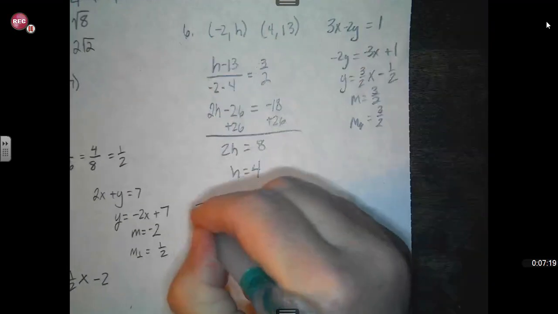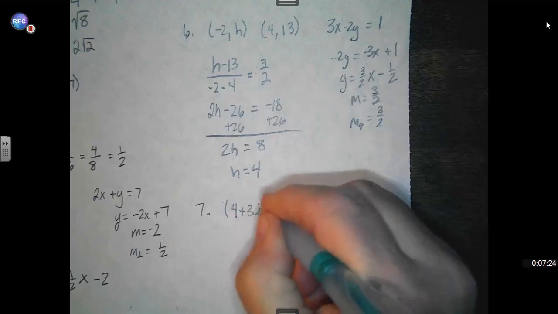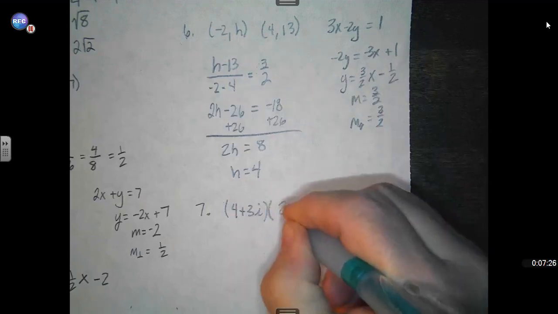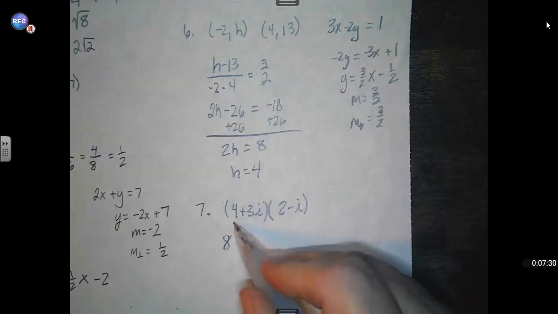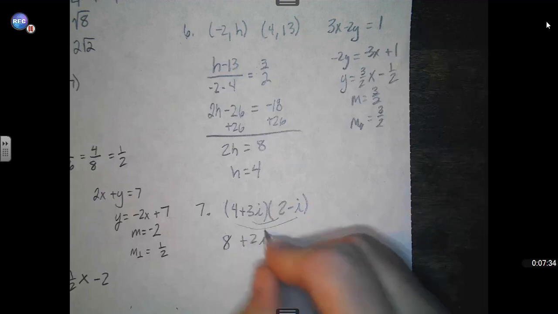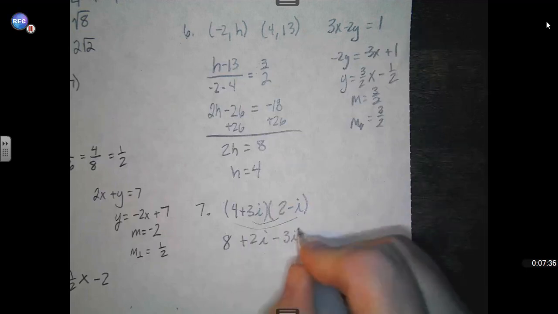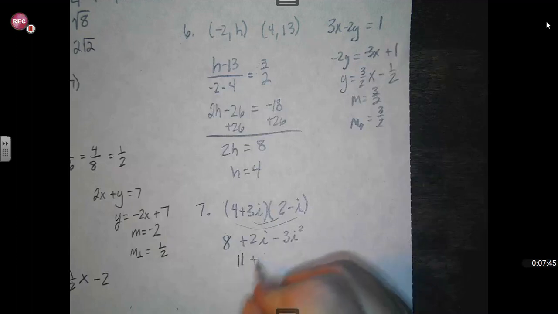Number 7, we have 4 plus 3i times the quantity 2 minus i. So we get 8 minus 4i plus 6i minus 3i squared. So then that becomes plus 3 because i squared is -1. And 8 plus 3 is 11.